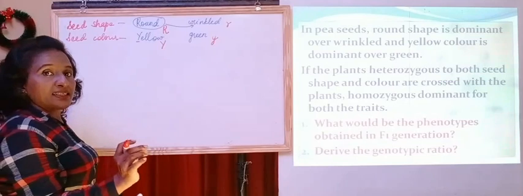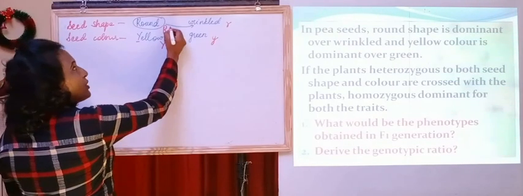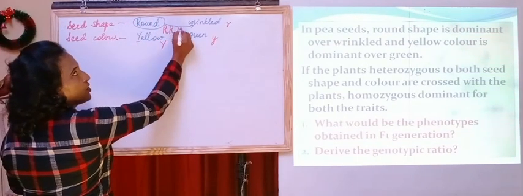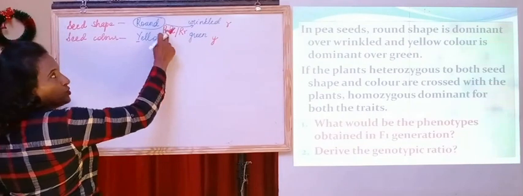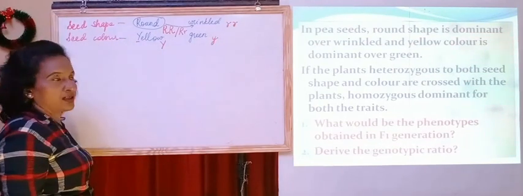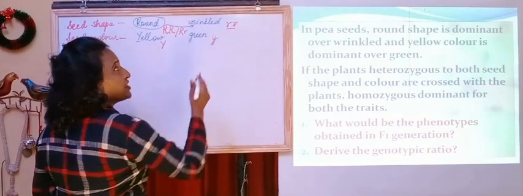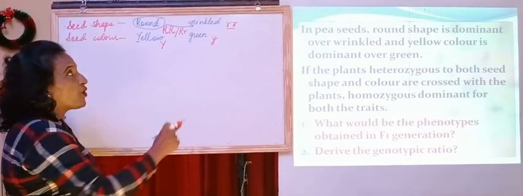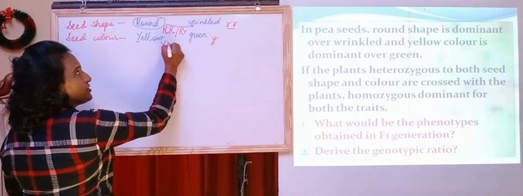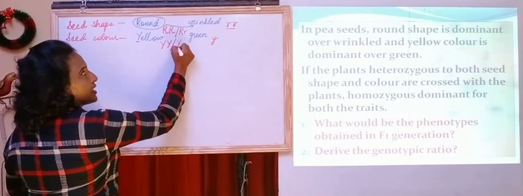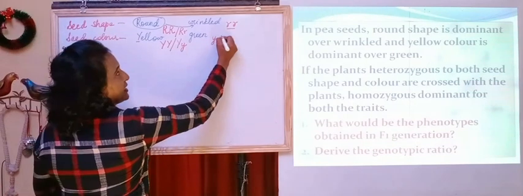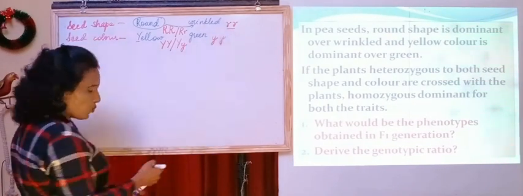Now we know that alleles will always be in pair form. So how will I write? Since round is dominant, it will be capital R, capital R, or capital R, small r. So it can be homozygous or heterozygous. Whereas wrinkled will always be small r, small r. We should also remember here that any recessive characteristic will always be homozygous. It cannot be heterozygous. Similarly, for yellow, it will be capital Y, capital Y, or capital Y, small y, homozygous or heterozygous. And green will always be small y, small y.